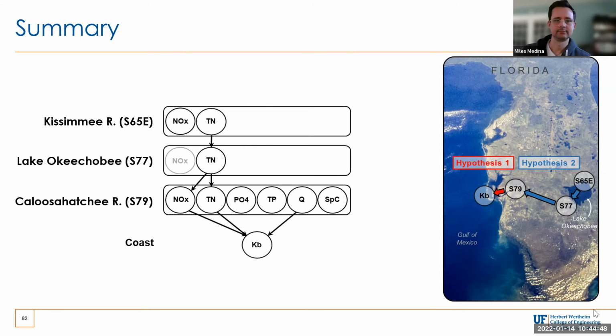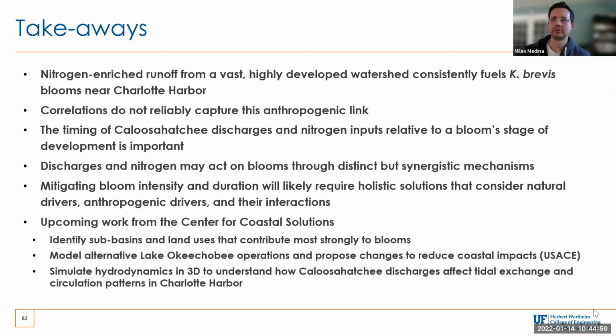Next slide. So just a couple of bullet points, takeaways here. We found nitrogen-enriched runoff from a vast and highly developed watershed consistently fuels Karenia blooms near Charlotte Harbor. This has implications for management, of course. Maybe treatment wetlands and other nutrient management methods can reduce the nutrient load and the effect on bloom intensification.